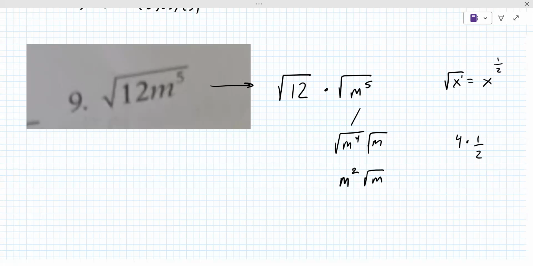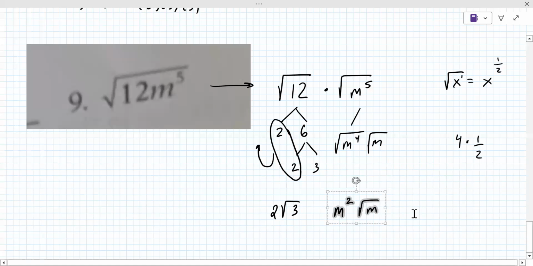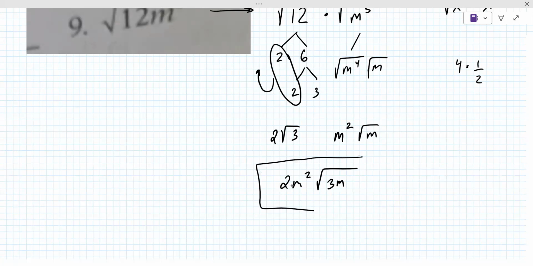All right, now this 12, you got to break apart with a prime factorization. What is the smallest prime number that we should start with? 2 and 6. And then if it works, you try it again. Does 2 go into 6? Yes, 2 and 3. Okay, so you bring the 2 out, 2 square root 3. So your answer consists of the part inside the root and outside the root. What stays outside the root? What stays inside the root? 2m squared. Okay, I like it. Square root of 3m. Very good. There's your answer.